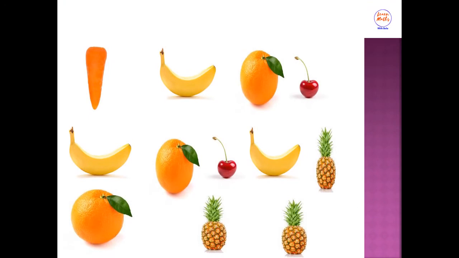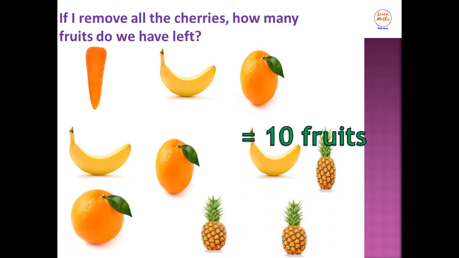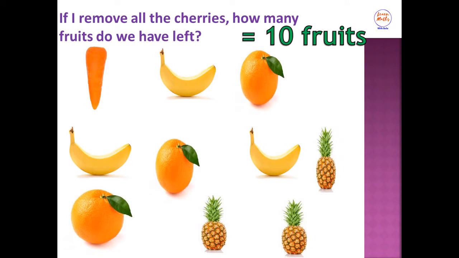Now we still have our 12 fruits in this. Let's remove cherries. So if I remove the cherries in this basket, which are out, you can see the cherries are out already. How many fruits do I have left? We can count together. 1, 2, 3, 4, 5, 6, 7, 8, 9, 10. So we have 10 fruits.